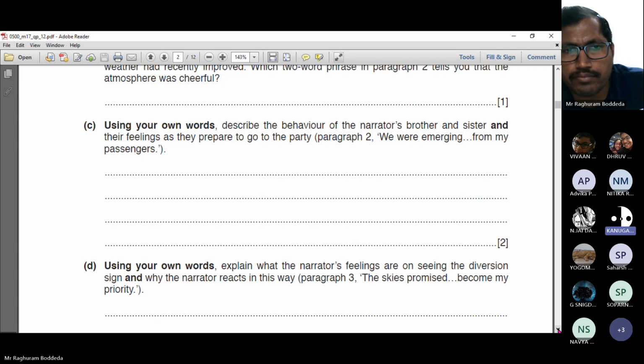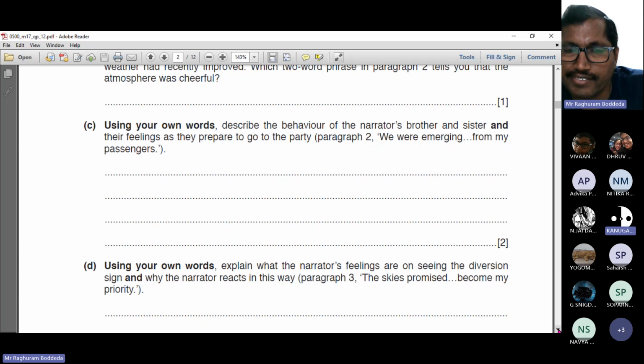Okay. I'm thinking there might be something more concrete that I'm simply missing. No, you can give that, because they mention: describe the behavior of the narrator's brother and sister and even their feelings. Okay, behavior. Here you are writing for 2 marks. 2 marks means you need to give at least 3 to 4 details. At least you can use that one.